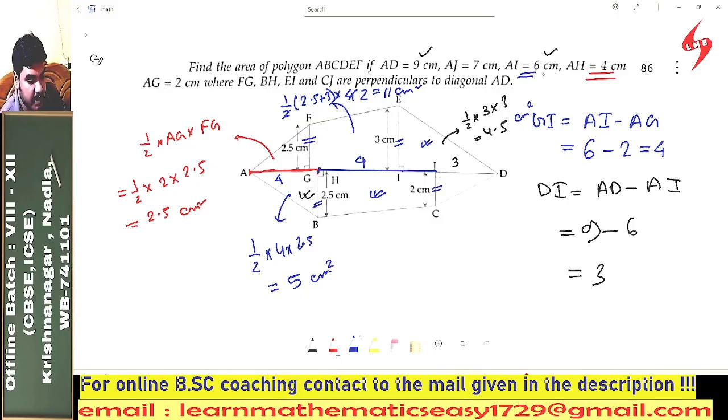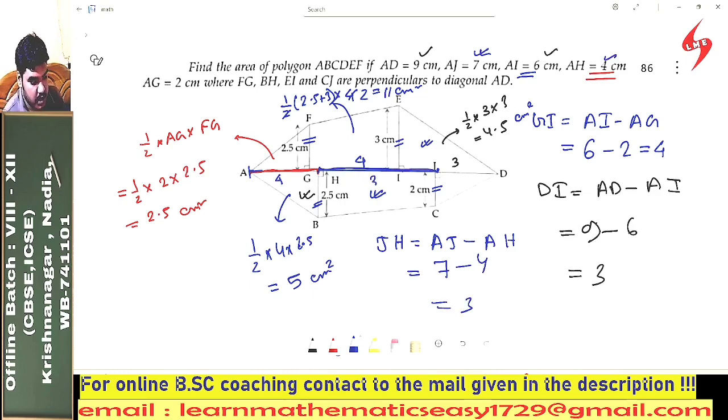My AJ is given here. Here you can see this is my AJ. Here it is from A point to J point. So if I subtract AH from AJ, we can easily find JH. So JH is AJ minus AH. Okay. So here AJ is given, that is 7, and AH is here 4. That means 3. So this distance is 3.